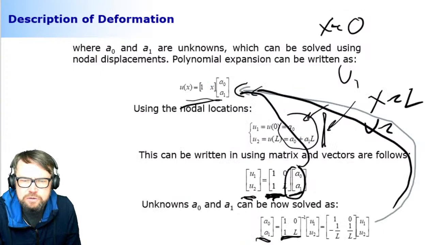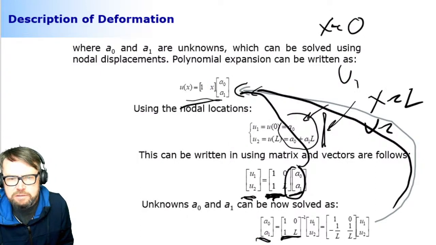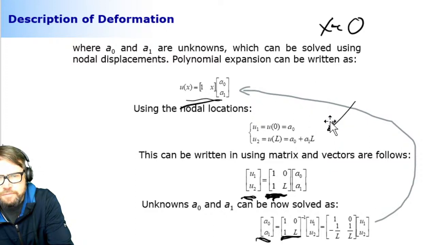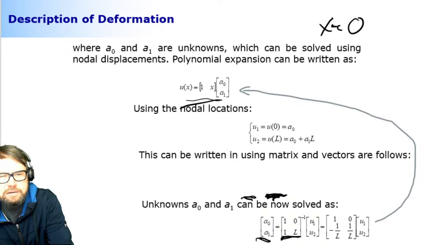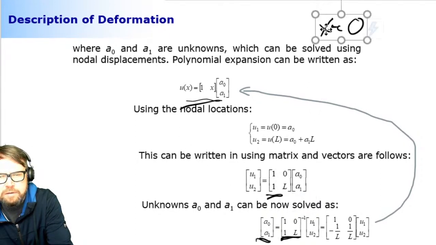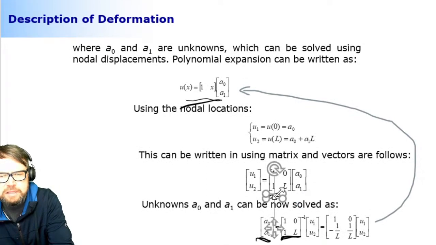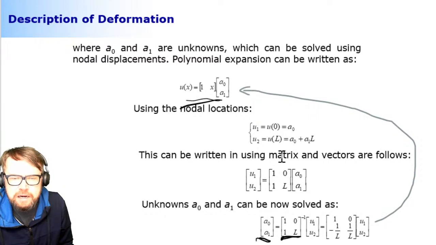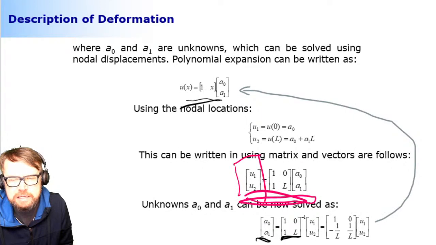I was able to do all these computations. Let me make this clear. God damn it, now it jumped again. So hopefully it looks okay. All right, so I was able to make this relation, no problem at all. So I was able to relate the nodal degrees of freedom and these unknown polynomial coefficients.